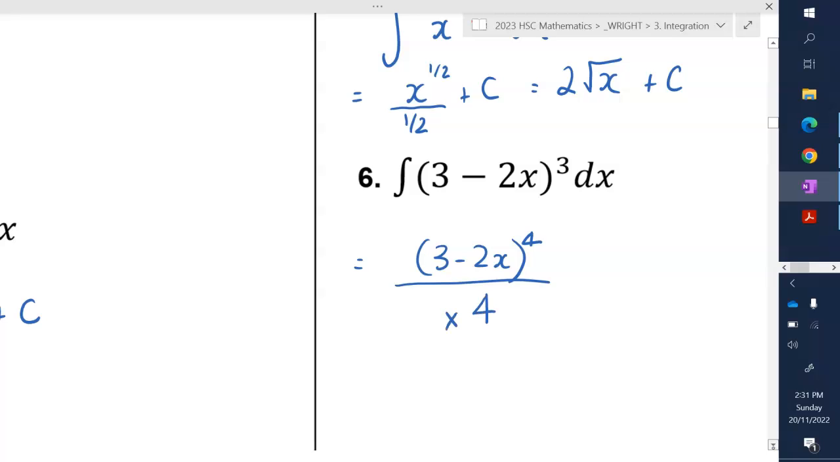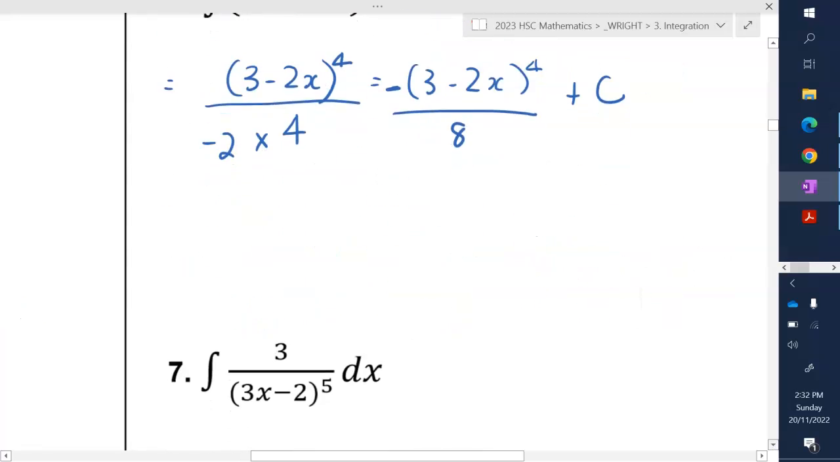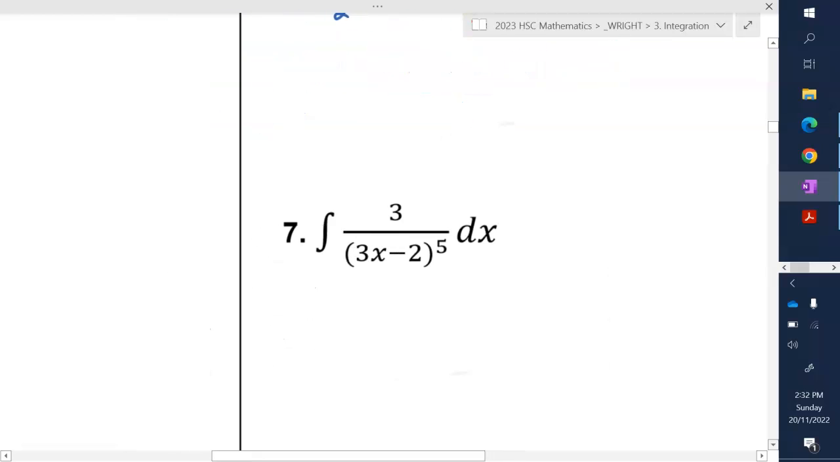But we also need to multiply by the differentiated part inside our brackets, which is minus 2. So what I will end up with is 3 minus 2x to the 4 over minus 8. I'm going to put the minus out the front because I don't like a minus on the bottom line. What are we missing, guys? Plus c. I need to pop that in. Okay, let's do this one.